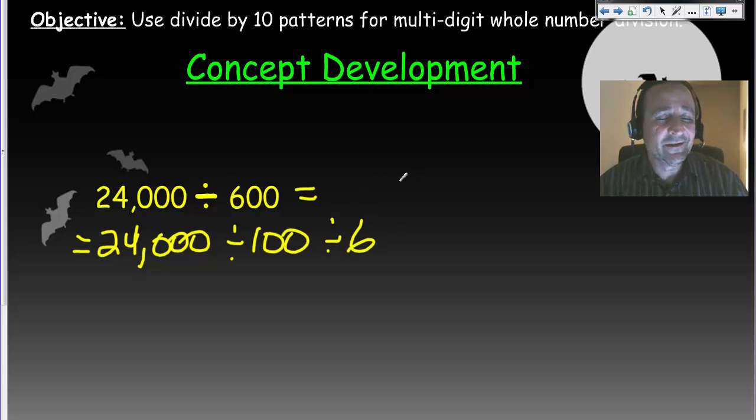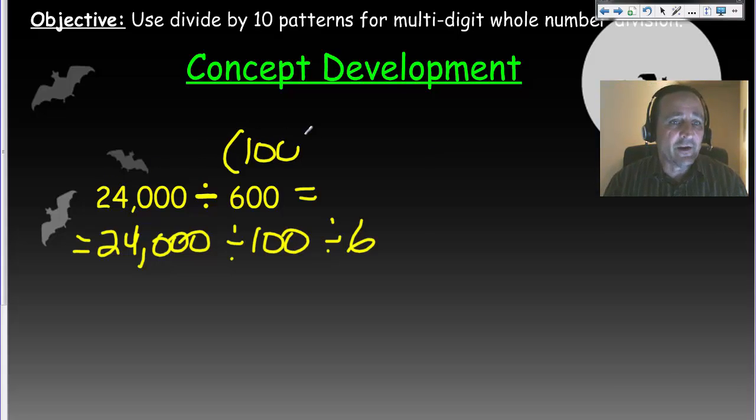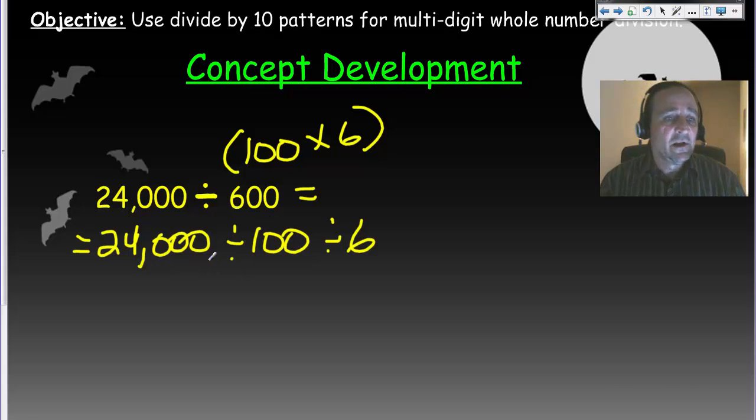Remember this from a previous video? I know, this stuff is so easy. I know what you're thinking: yeah, Mr. Warren, we did that because 600 is 100 times 6. So what we're doing is decomposing this number, and now you can divide that by 100.